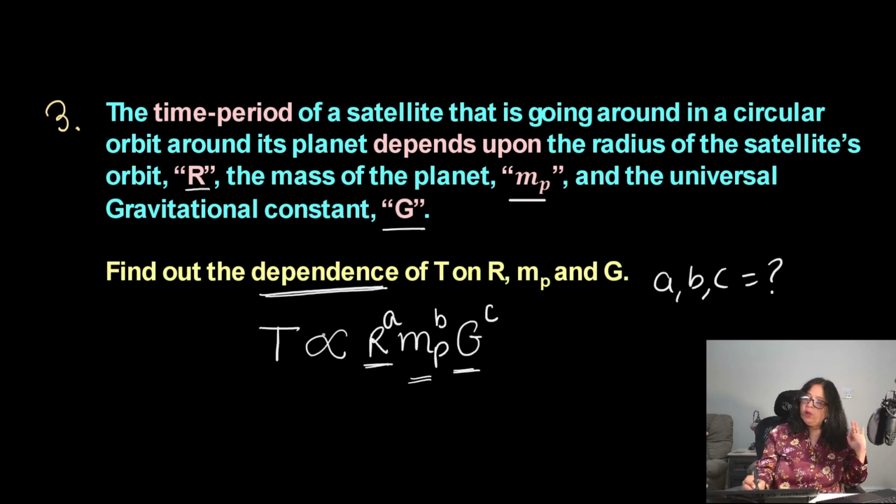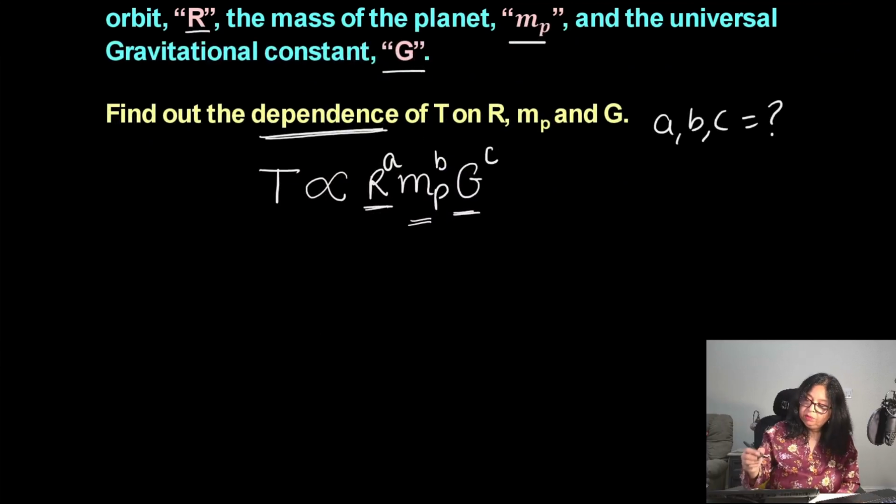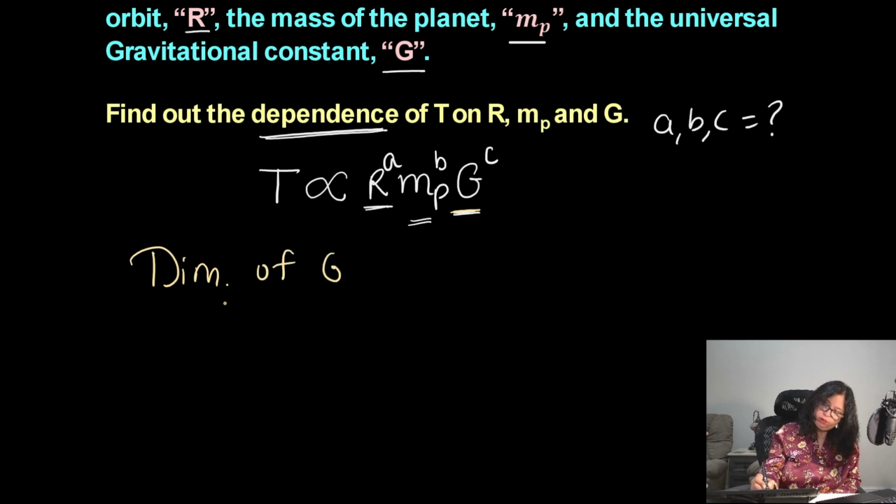But how about this G? Have you seen this before? Now, G comes from Newton's law of gravity. Have you heard of that? Definitely. Everybody who's studying physics, everybody who has some kind of knowledge about anything has heard about Newton's law of gravity. So let's first figure out what the dimensions of this uppercase G are. To determine the dimensions of G, we're going to look at Newton's law of gravity.